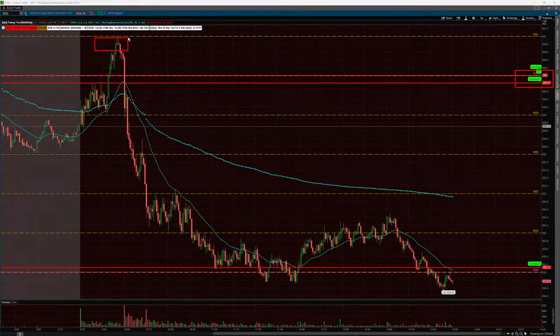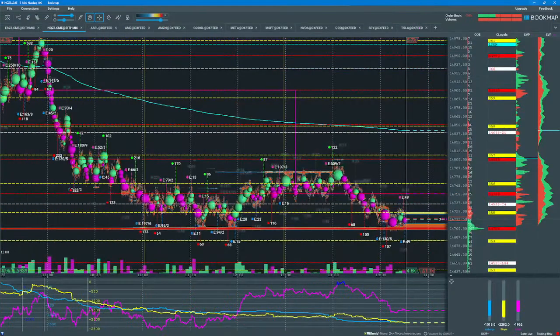Above that, the 361 level did act as support, resistance a few minutes after the open, and then the combo level just above 355 did act more or less as support, and now QQQ is trading below that level. All right, so those are the levels in play for QQQ. Let's take a look at NDX.